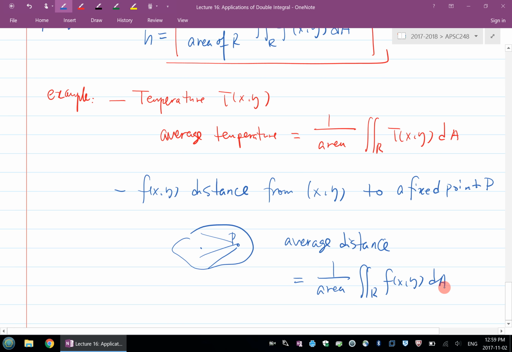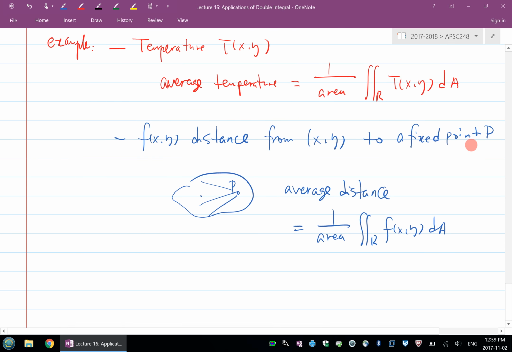So this is the idea of the average value of a function f over a region R, right? Any questions so far?